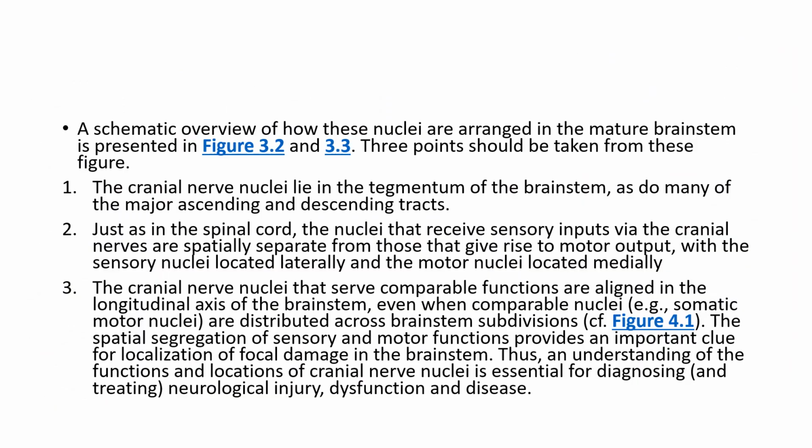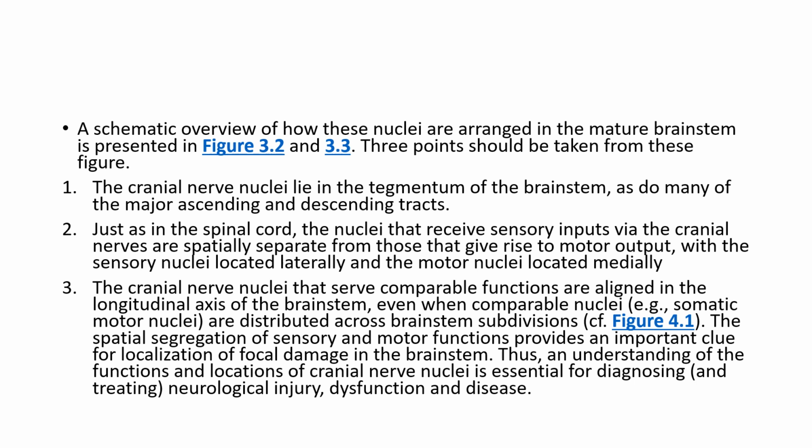So this is just explaining the pictures, the schematic overview of how the nuclei are arranged, and it points out these 3 things. So number 1, the cranial nerve nuclei lie in the tegmentum of the brainstem. So remember, tegmentum versus tectum. Tectum is in the back, and tegmentum is going to be more anterior of the brain in comparison to the tectum of the brainstem, as do many of the major ascending and descending tracts. So what's going up, what's going down, right?